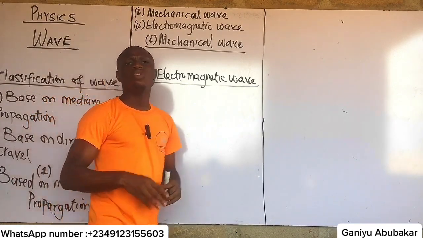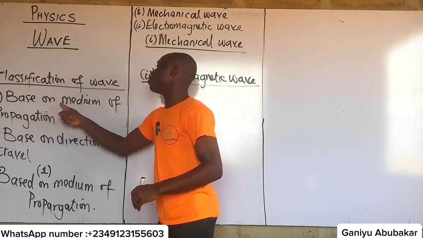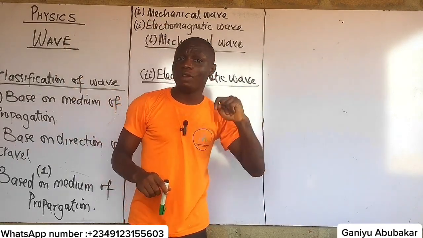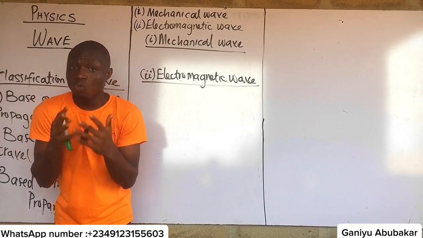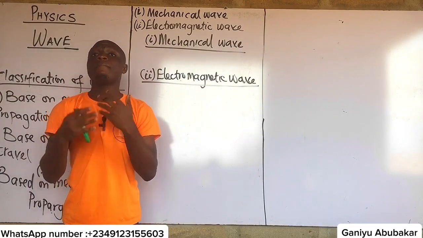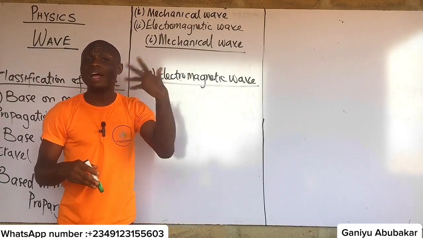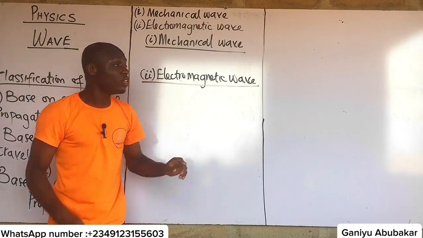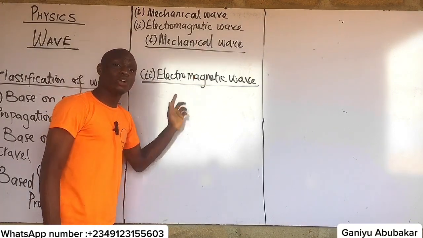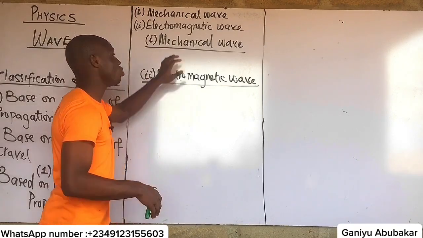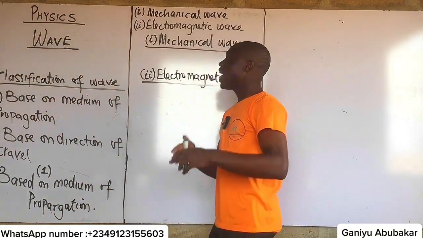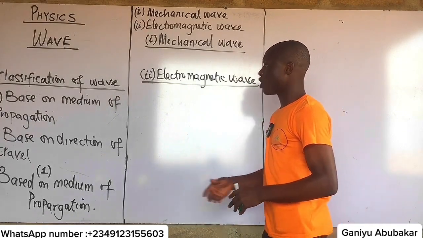So get this right. When it comes to based on medium of propagation, there are two waves there: the mechanical wave and the electromagnetic wave. A mechanical wave is simply a wave that requires a material medium for its propagation. This one here does not require a material medium, please. It requires a material medium, it does not require a material medium. Those are the key concepts you need to note when you're defining the two. All right, that covers the classification of wave based on medium of propagation.